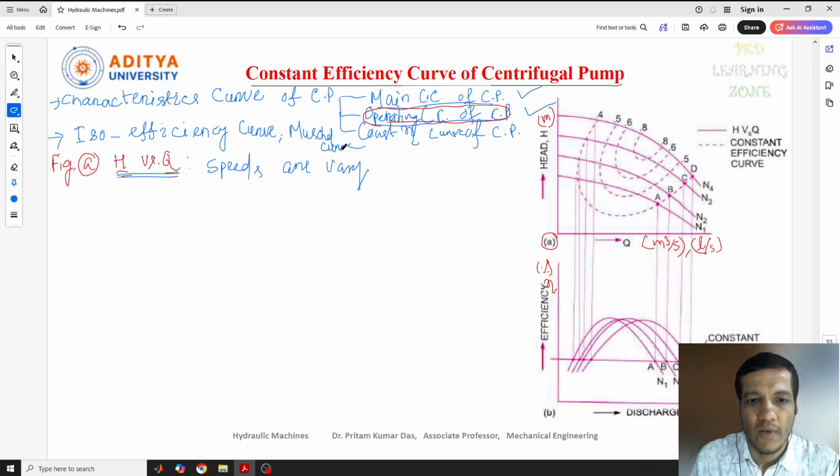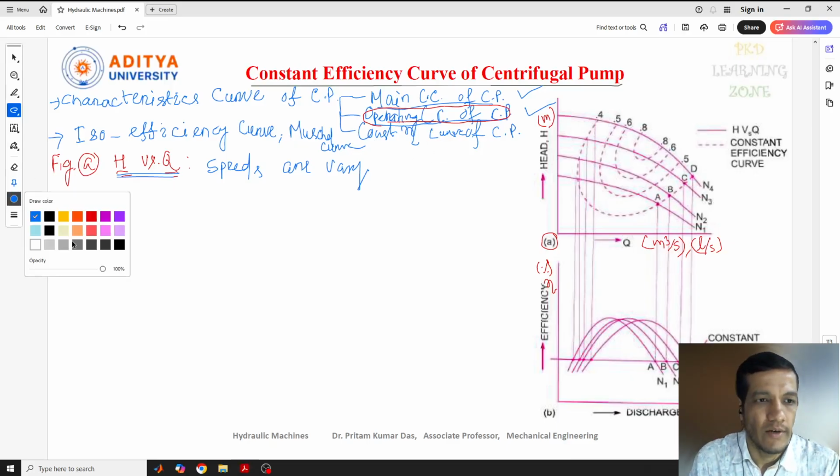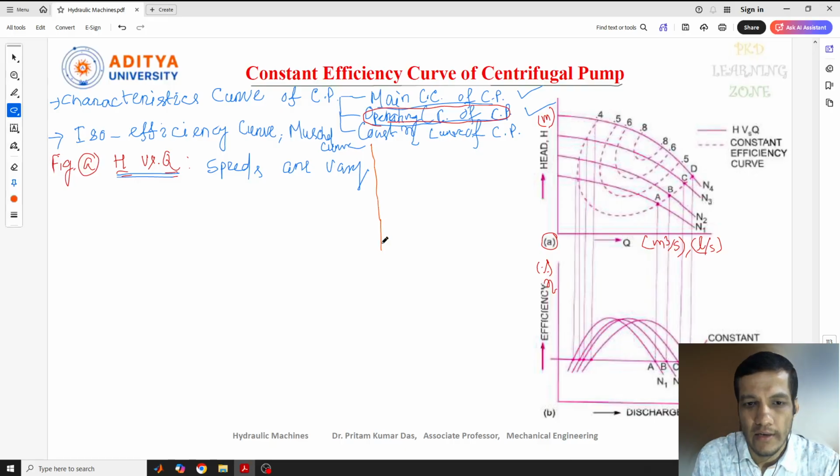Let me draw the first diagram here again, so that we have some idea how to draw it. I'll draw a diagram between head and discharge. This is our x-axis and this is our y-axis. On the y-axis we have H, and on the x-axis we have Q. Let's consider Q in meter cube per second, and H in meter. The plot will have different curves.